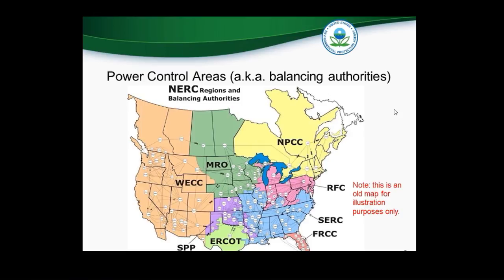So any place you see these lines with the double triangles on there, basically there are some ties between these interconnects, but there isn't very much power that goes across because you have to convert DC current to alternating current, because all the generators within each of these interconnections are synced. So that's the basics on that.